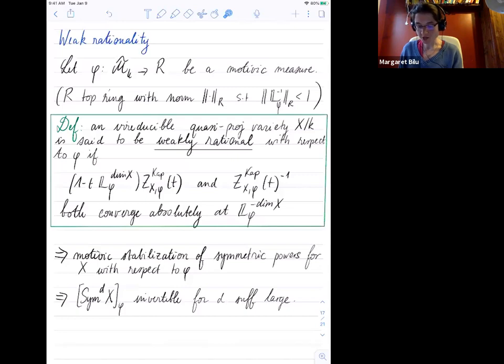And this implies motivic stabilization of symmetric powers, as defined in Ravi's and Melanie's paper on discriminants in the Grothendieck ring. In particular, it also implies that all symmetric powers are invertible for D sufficiently large when specializing to phi. So our problem will make sense in this context.